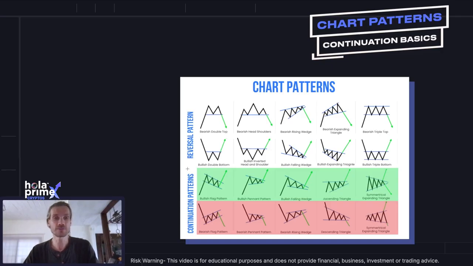There are a few types of continuation patterns, all very similar, where essentially the price action briefly consolidates before continuing higher. These points of consolidation are excellent points of entry for a trade. But let's talk about the number one continuation pattern, the bull or bear flag.